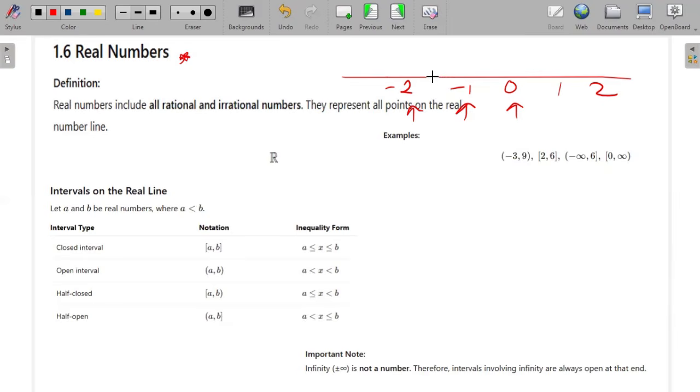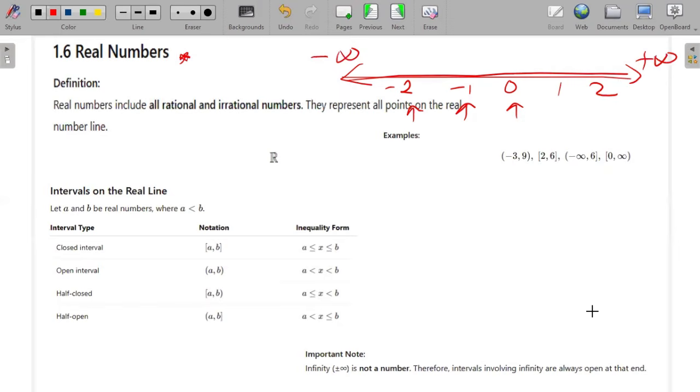2.5, it's a real number. Okay, 1.5, it's a real number. 0.7, it's a real number. So all the numbers on this real line here are what we call real numbers. So the real numbers start from negative infinity all the way to positive infinity.